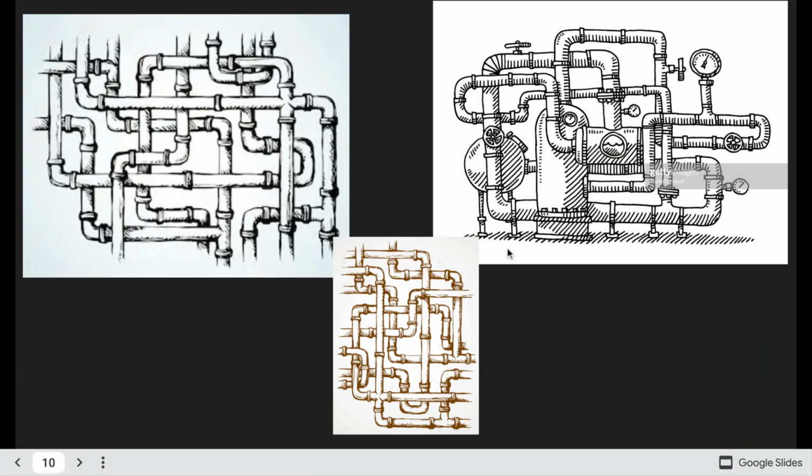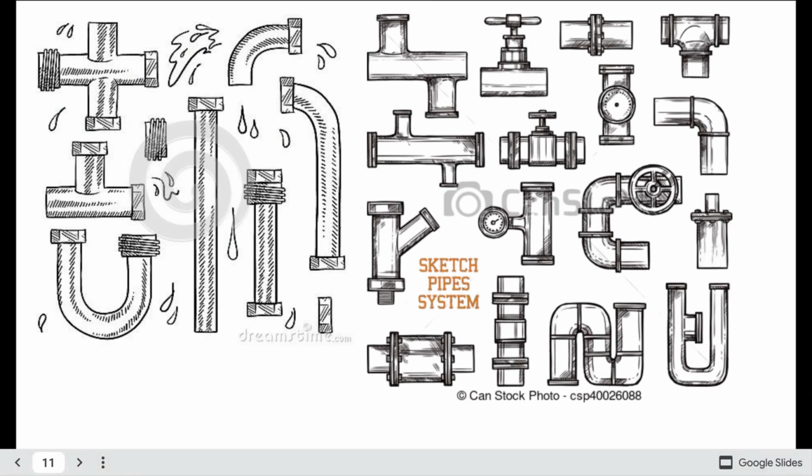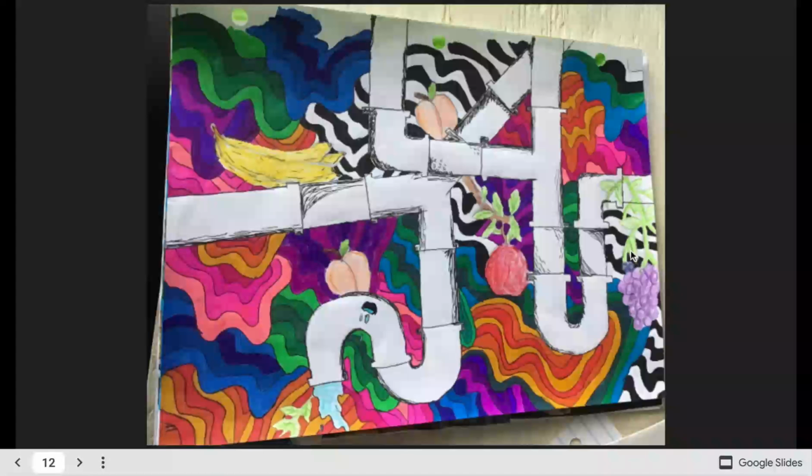Here are some other pipe drawings that just show you different connector pieces. You could add temperature gauges. You could add dials. You can add whatever you want to your pipes. Doesn't matter. Here are some other pieces here. You can see water coming out, all sorts of sketch.